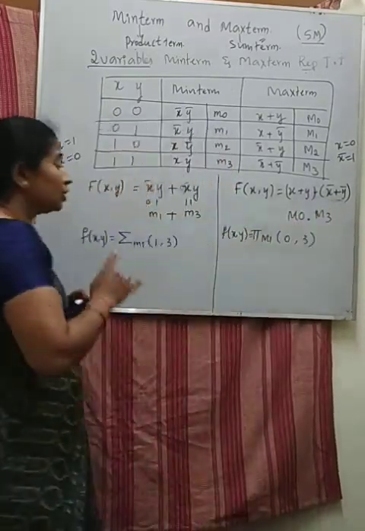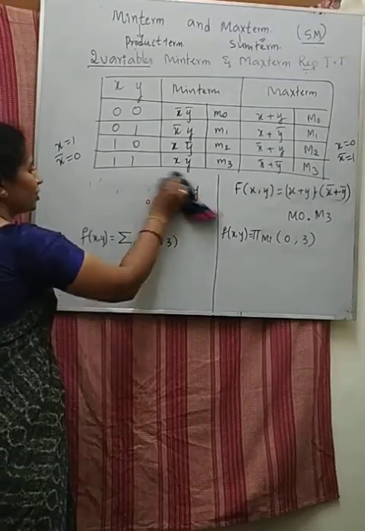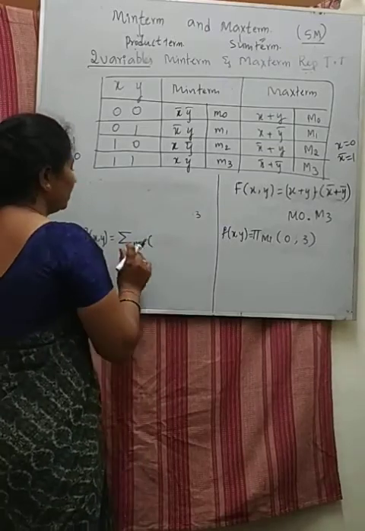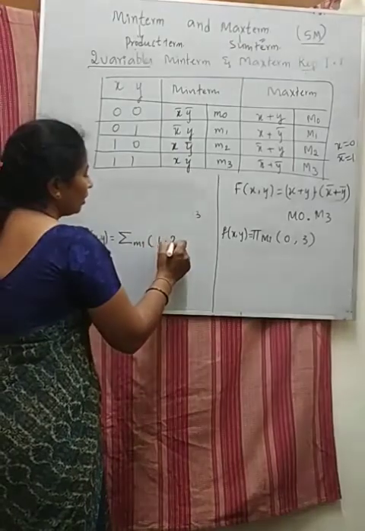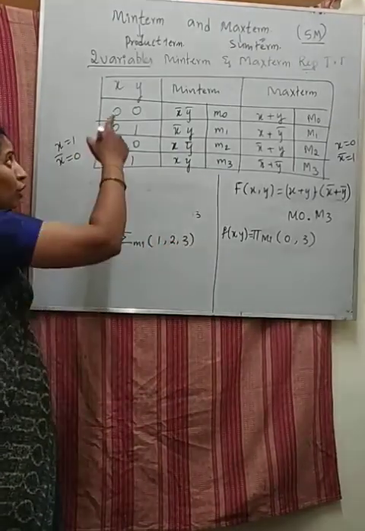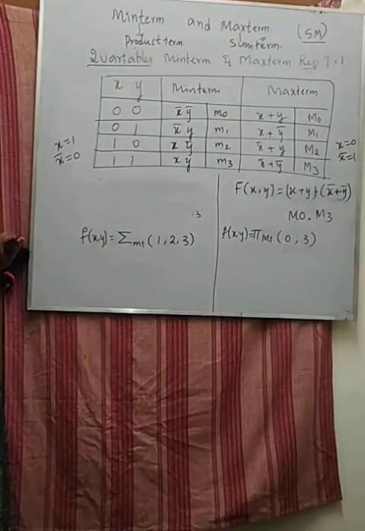Did you get it? Suppose they have given it in this form, write the expression. They will give only sigma, and it may or may not be m of 1, 2, 3. Write the canonical form of minterm. If the question is given, write the canonical form of minterm.